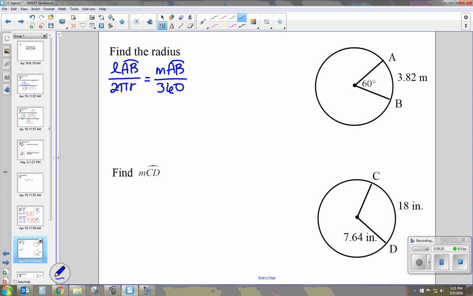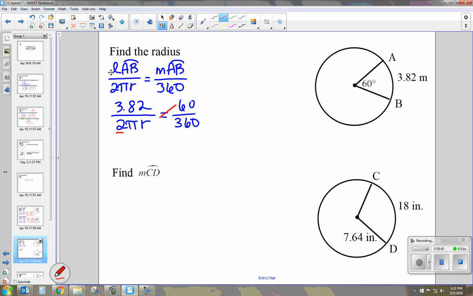So let's start plugging in what we know. We know that the length is 3.82. We leave 2 pi and r because we're looking for r. We're going to solve for r. The measure of AB is 60 over 360. So let's cross multiply and solve.